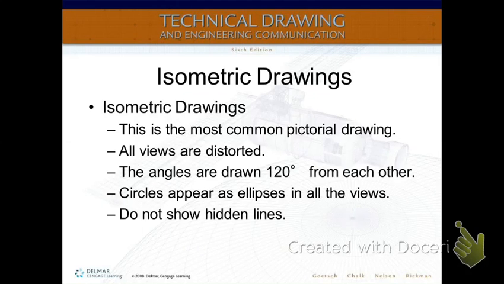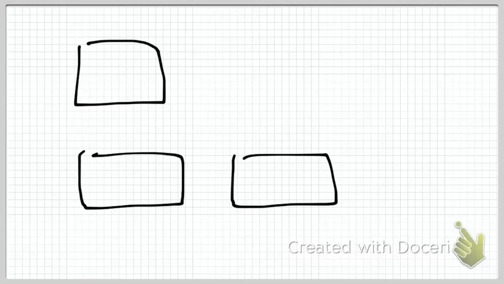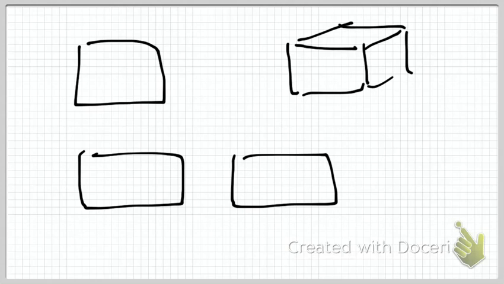Your next is isometric. This is the most common pictorial. So when you're a design drafter, most of your drawings are going to be done using orthographic projection with your top view, front view, right side view. Okay? But next, what you most commonly find nowadays in the upper right hand corner, you're going to have an isometric view.